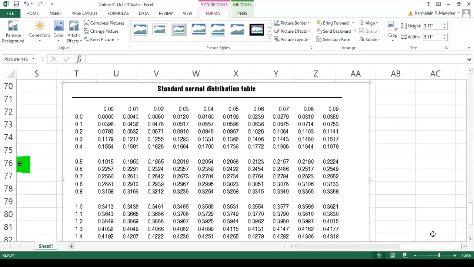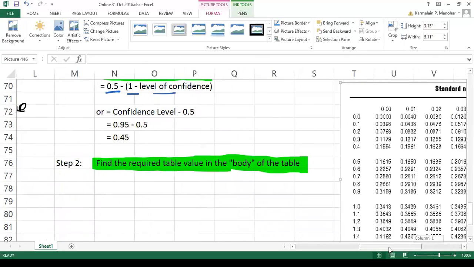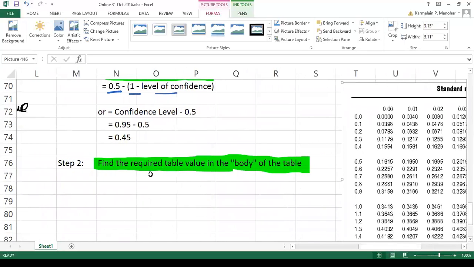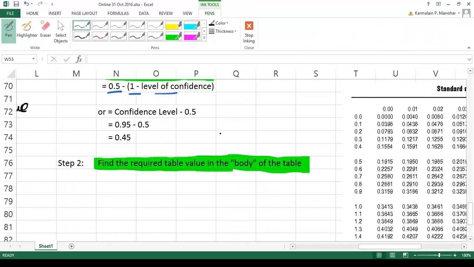So as I mentioned in step 2, let me go back here. Step 2 would say to find the required table value where? Inside the body. So we are not looking on the edges, as Anita pointed out there. We are looking in the body of the table. So let us go looking in the body of the table.